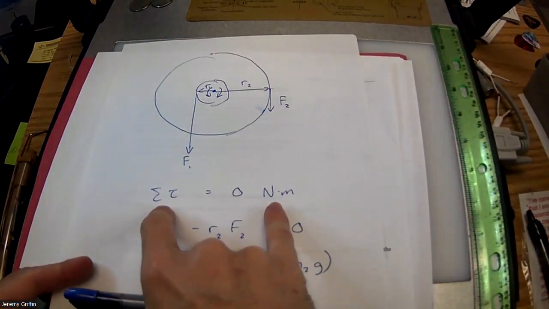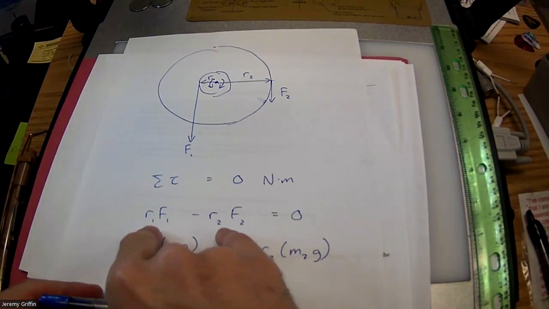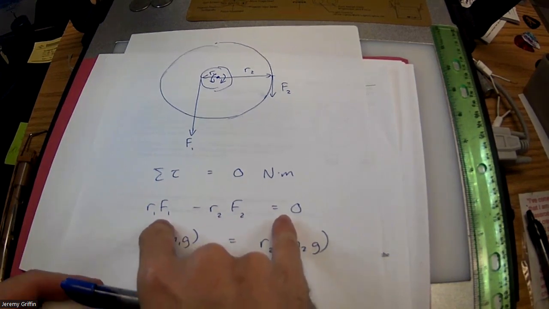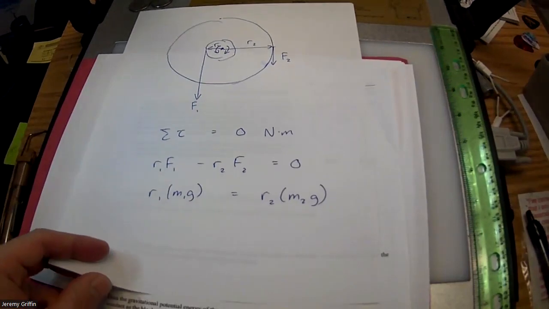And I want the sum of the torque to be 0 newton meters. Right? So those two torques have to balance. So one torque minus the other torque has to add up to zero. Okay? So then shuffle this over, and the values of the torques have to be the same.